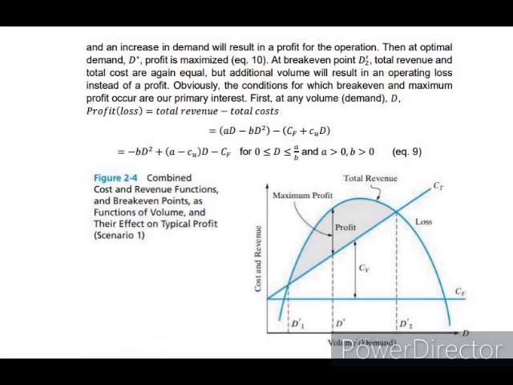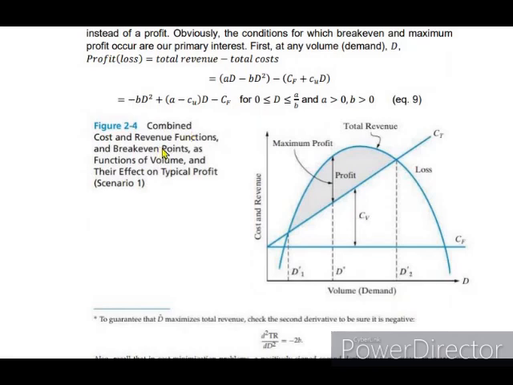So this is the figure, the combined cost and revenue functions and break-even points as the function of volume and their effect on typical profit. Okay, so you notice here the graph of the total cost and the graph of the variable cost and how they affect the maximum profit or the total revenue. So when the total revenue is above the total cost, it will be a profit. Of course, if it is below, it will be a loss.